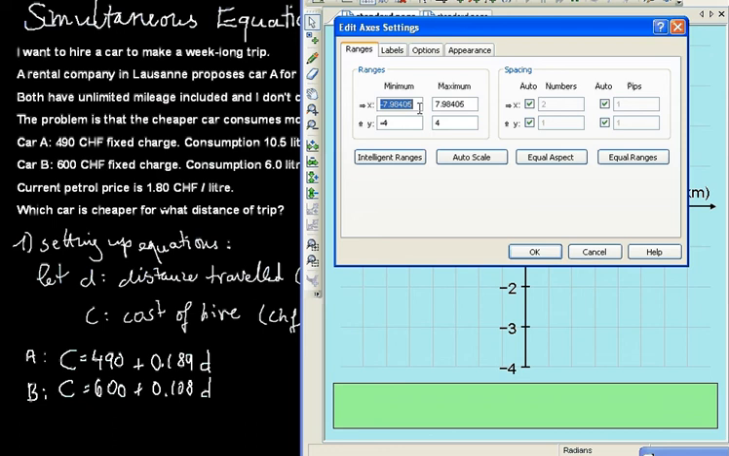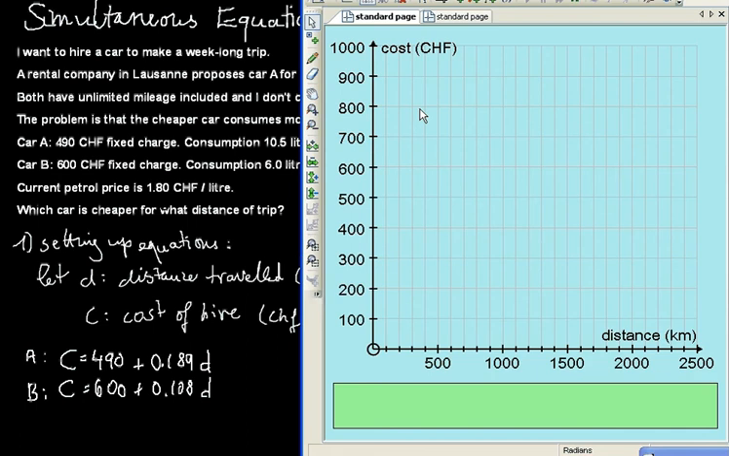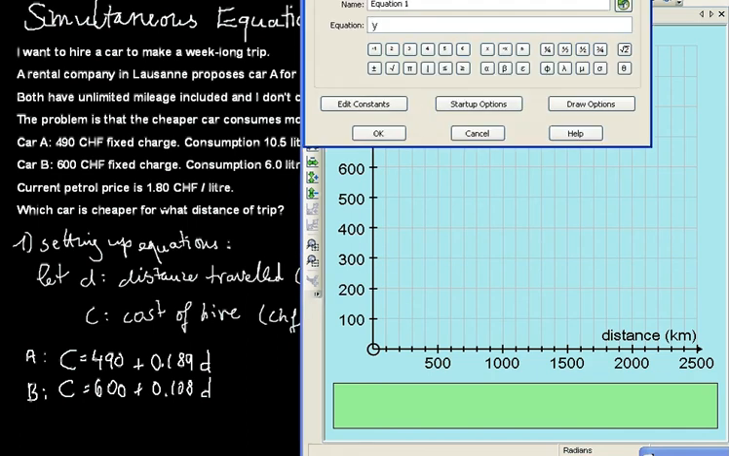So let's have the distance start at 0 and go all the way to 2,500 kilometers. And let's have the cost start at 0 and let's see if 1,000 francs is enough for this. So let's enter the equations. I'll enter equation A. Here I need to use y and x, not C and D, for the software. y equals 490 plus 0.189x. That's my first equation. And car B, I will write y equals 600 plus 0.108x.